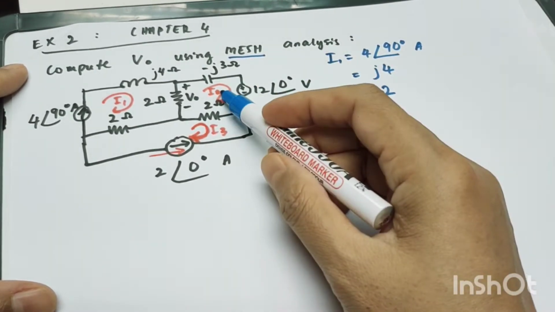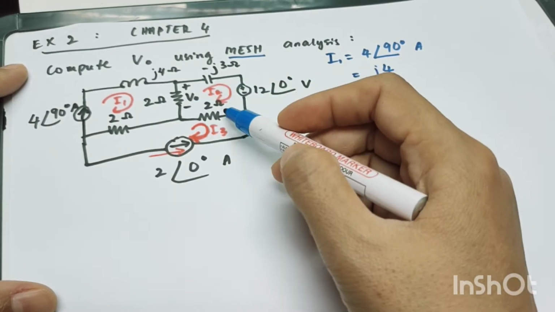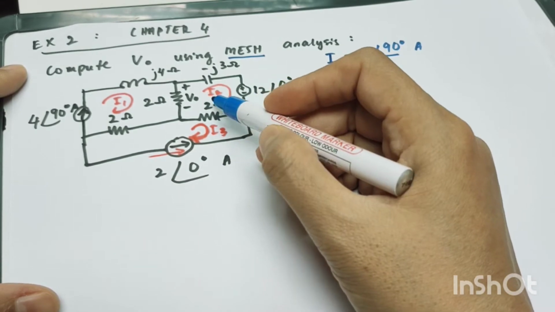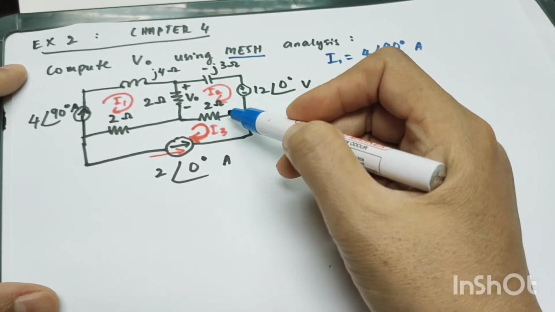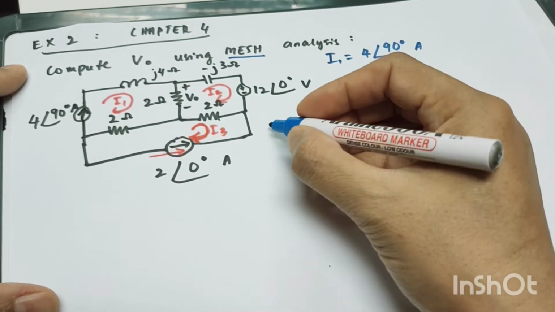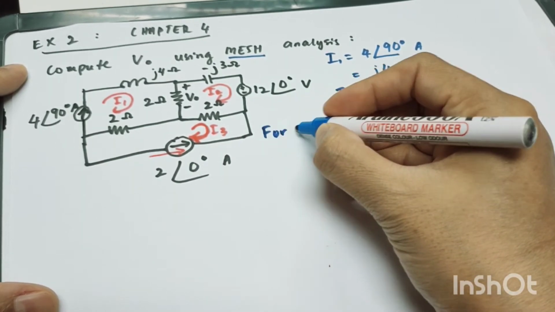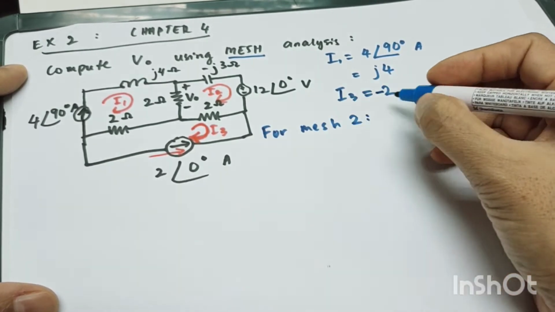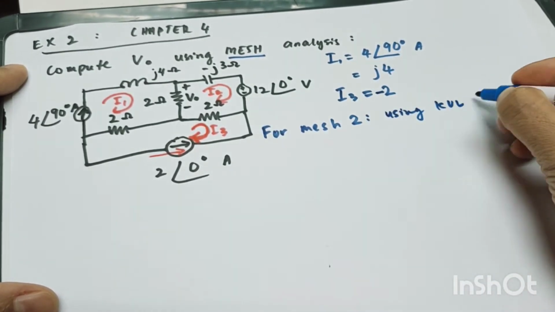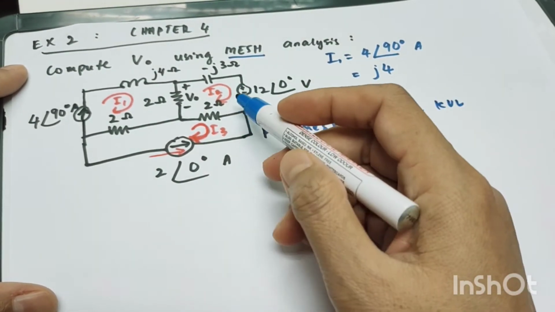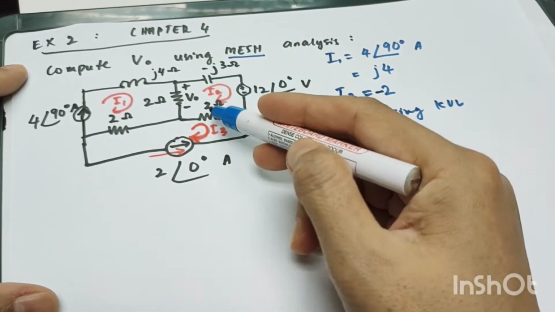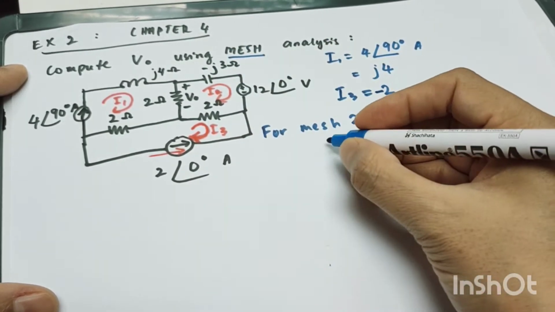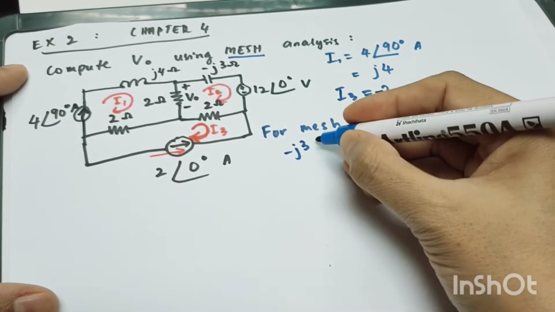Now we are going to find one more loop, I2. For I2, we need to use KVL, Kirchhoff's voltage law, to get the equation for I2. So we start to do the KVL for mesh 2. We can start from here or anywhere you like in this loop. Let's say I start from negative j3, this is the loop for I2.